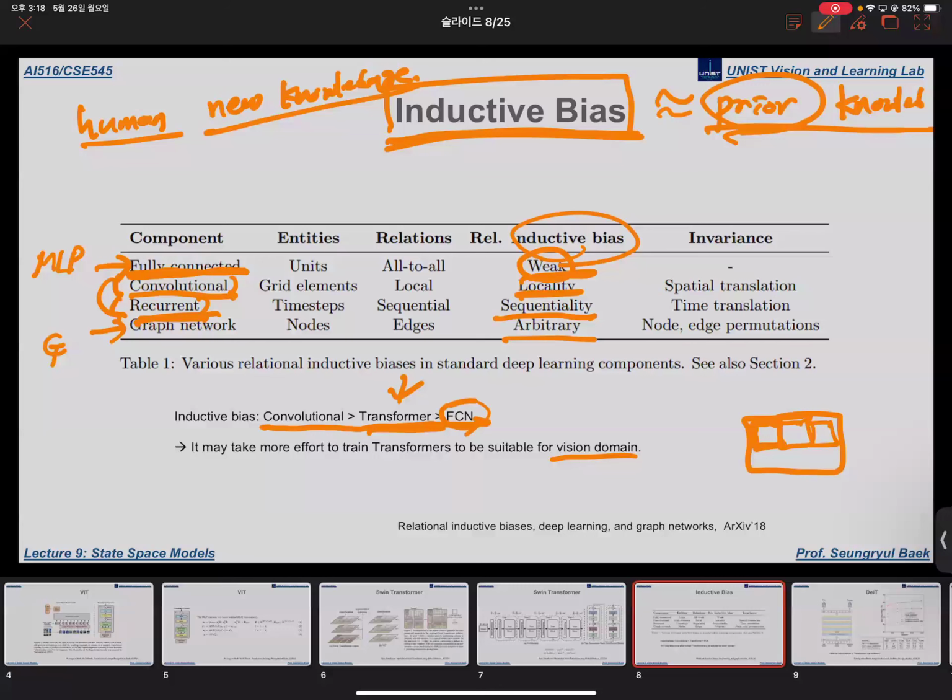So we can think that it may take more effort to train transformers if they are applied to the vision domain. Once they are properly trained, transformers can be better than CNNs in terms of performance or accuracy. But during the training, it can be more non-trivial to train them using vision data, because of the less inductive bias. We can say it like that, okay.